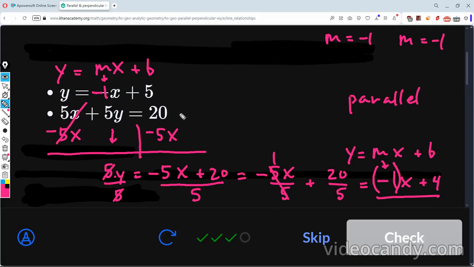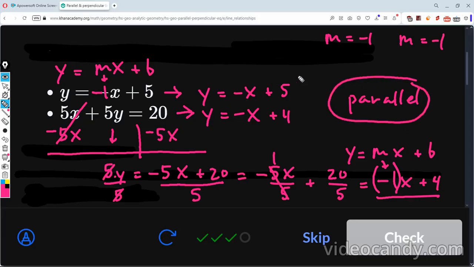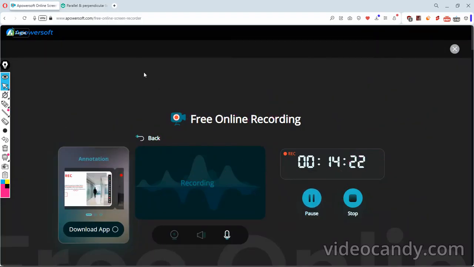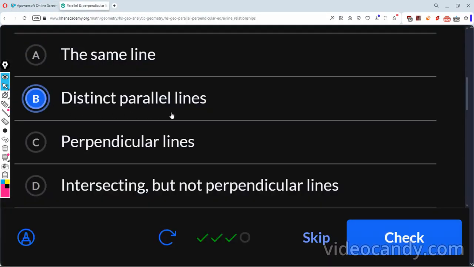This equation is y equals negative 1x plus 4, or you can just say negative x plus 4. This equation here was y equals negative x plus 5. So we do have the same slopes, negative 1, but the y-intercept is different. So they are not the same line, but they are parallel because they have the same slope. Distinct parallel lines.